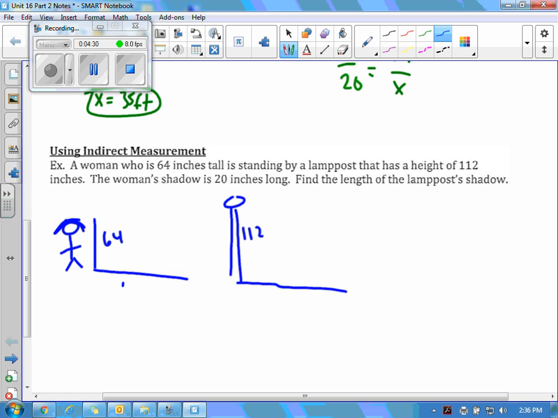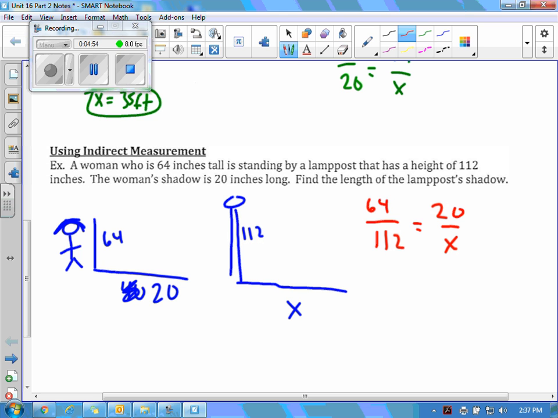So the woman's shadow is 20 inches, and we're trying to find the lamppost shadow. So that's going to be x. There's a couple ways you can do this. I could do the height of the woman, which is 64, over the height of the lamppost, which means I would then do the shadow of the woman over the shadow of the lamppost. So I can write my proportion like that.